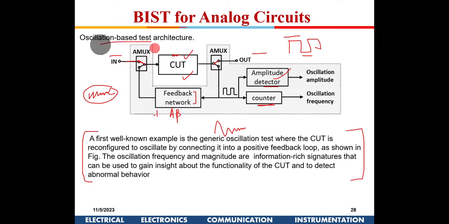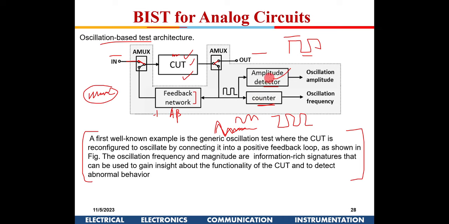Oscillation based, right? You have a feedback circuit which is generally not there in the normal routine operation. During testing, you cut in this feedback circuit, and for normal operation, if everything is working fine, then it should oscillate at a particular amplitude, right? And if there is a fault, then either there will be uncontrolled oscillations and it will reach VDD and VSS, or it will be a dampened oscillation where the oscillation will die down because of the faults.